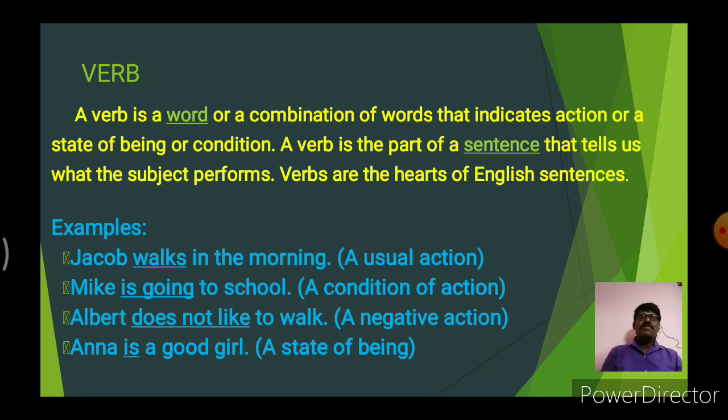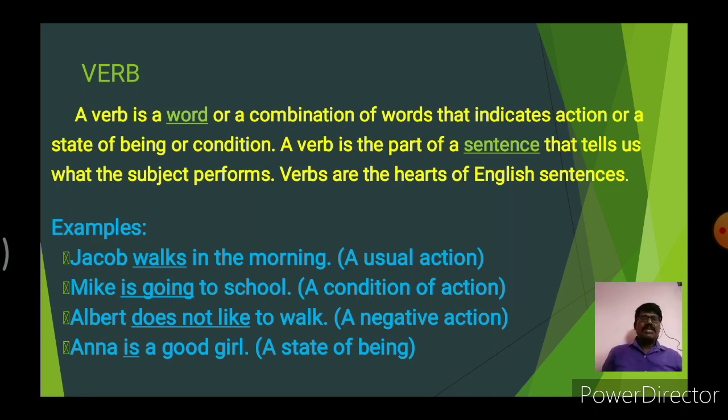Once again, a verb is a word or a combination of words that indicates action. Note down that word, action, or a state of being or condition. A verb is the part of a sentence that tells us what the subject performs, what the person performs. Verbs are the hearts of English sentences. So I had already told you that verbs play a major role in the English language. To form a sentence, a verb is very important.